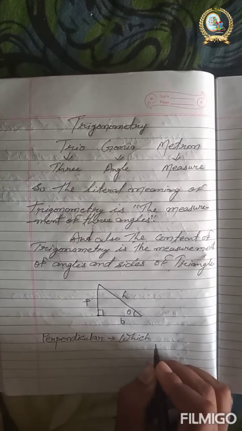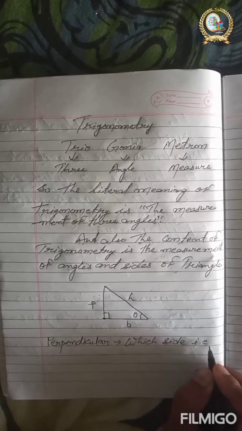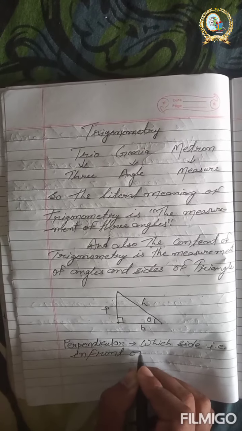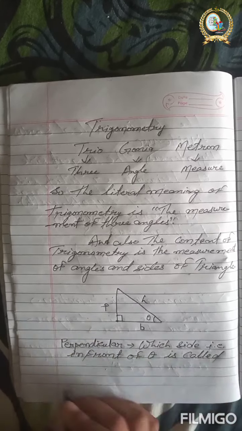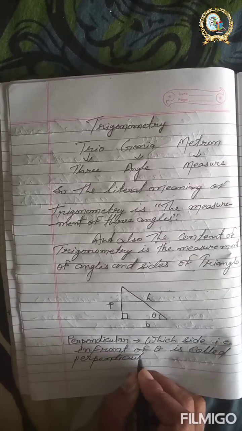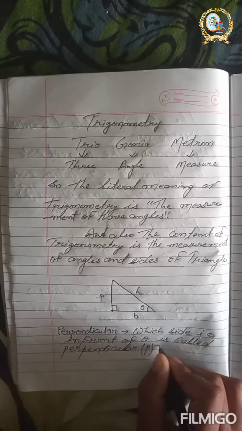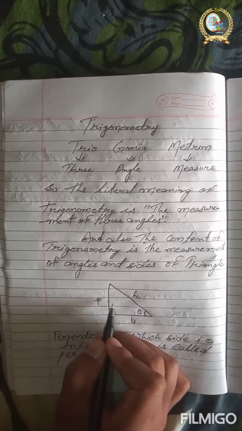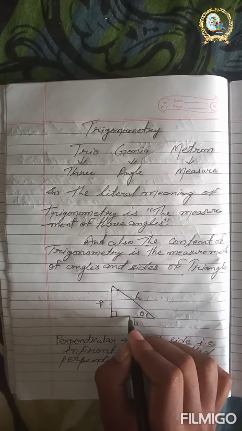Which side is in front of theta is called perpendicular, and it is denoted by a small p. Okay, like there is theta and the side in front of it, that is perpendicular. When theta is here, then that side is called perpendicular.